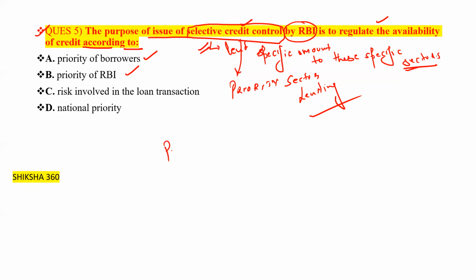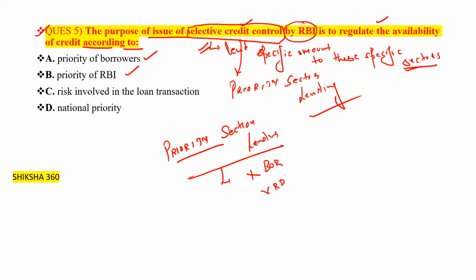So priority sector lending. Why basically is there a priority sector lending? Is it the priority of the RBI or priority of the borrower, clear? Priority sector lending basically is not the priority of the borrower, not the RBI, basically it is the priority that is basically to develop the nation, clear.